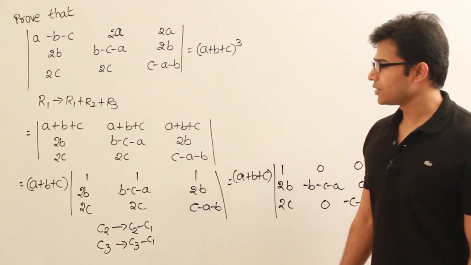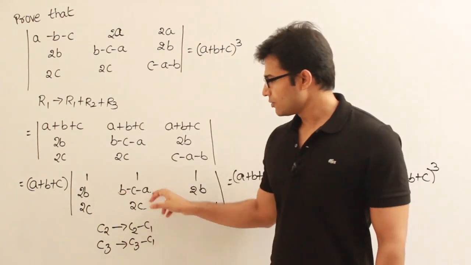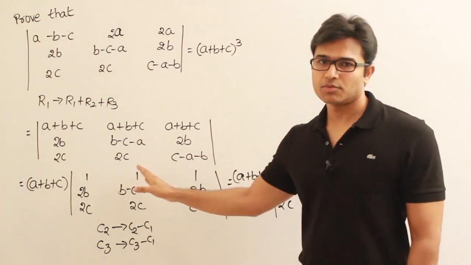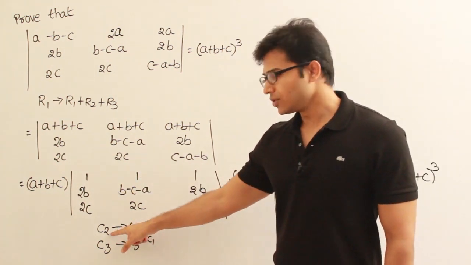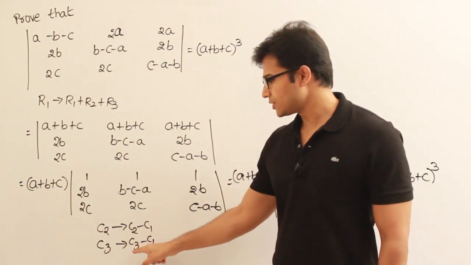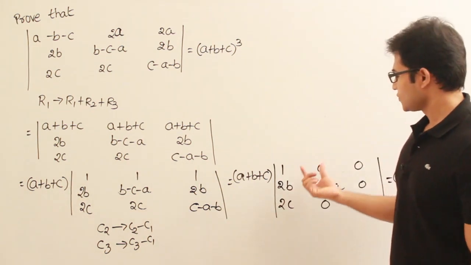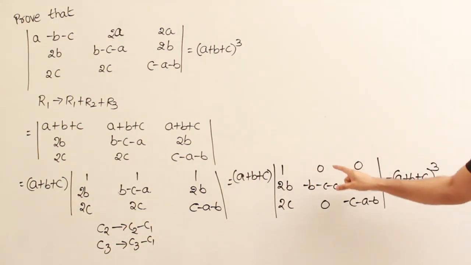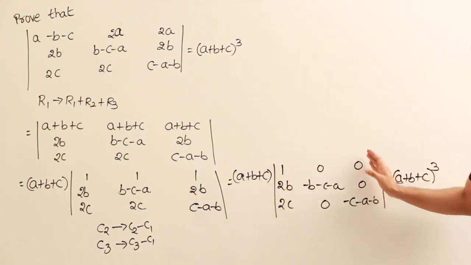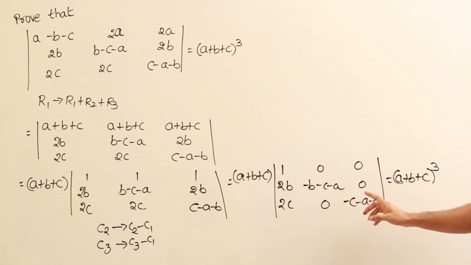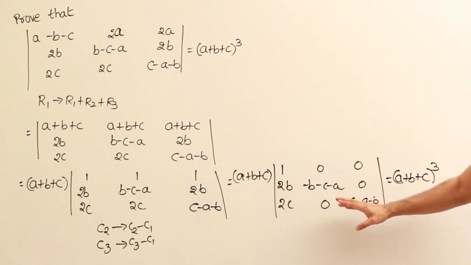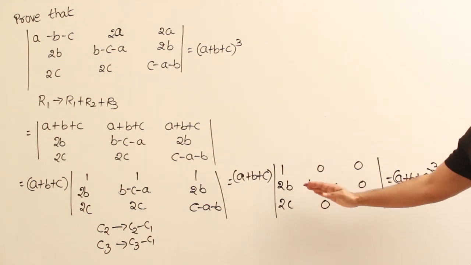So what we are going to do is subtract column 1 from column 2 and column 1 from column 3, and replace the result in the corresponding columns. So C2 is replaced with C2 - C1, and C3 is replaced with C3 - C1, right? So we got this entire thing. Now if you observe this one, it is a lower triangular matrix, because all the elements above the diagonal are 0, therefore it is a lower triangular matrix.